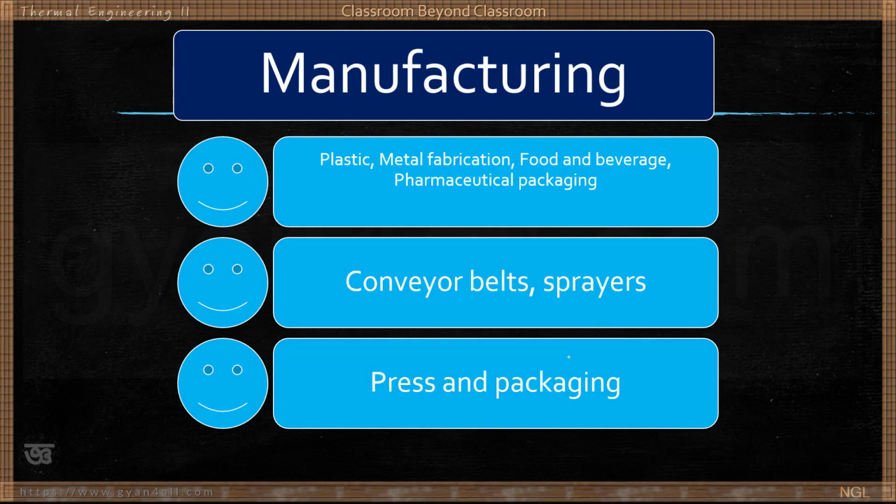And in the manufacturing field, it is used in diverse fields like plastic industries, metal fabrication, food and beverage, and also the pharmaceutical packaging industry. It has huge use in the packaging industry. Air compressors are used in conveyor belts, and we all know that to spray something, compressed air can be used, so we need a compressor. In pressing and packaging also, for all the packaging we get, we need a compressor.